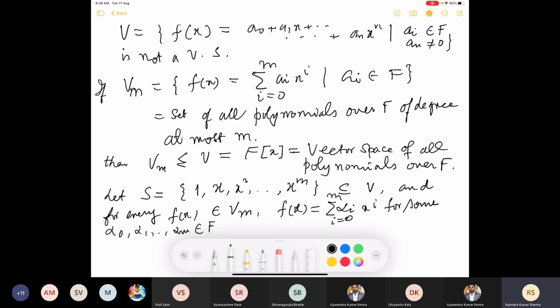And therefore, what we get is that the linear span of S is actually V_m. Once it is the whole of the vector space V_m, then we know that V_m is a finite dimensional vector space over F. So like that, there are plenty of examples of finite dimensional vector spaces.